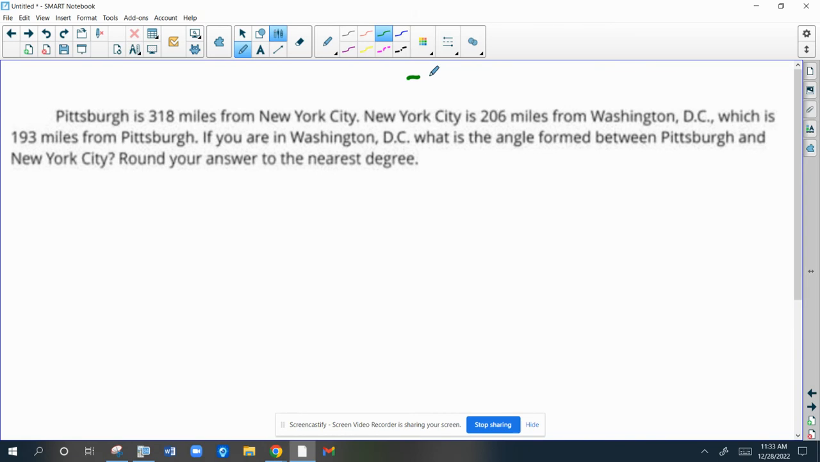All right, one more word problem. So this is a triangle question. It says Pittsburgh is 318 miles from New York City. So here's Pittsburgh. Here's NYC.